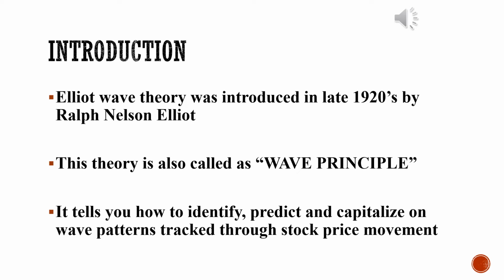Elliott wave theory was introduced in the late 1920s by Ralph Nelson Elliott. He was an accountant and an author. This theory is also called the wave principle. It tells you how to identify, predict and capitalize on the wave patterns that are made by tracking the stock price of the company or of the market. In short, it is the trader's ability to convert price action into a trend. He identified wave patterns and made detailed market predictions based on these patterns.